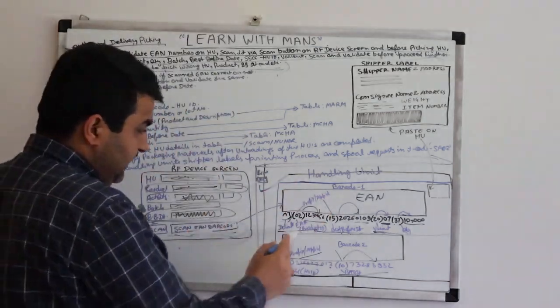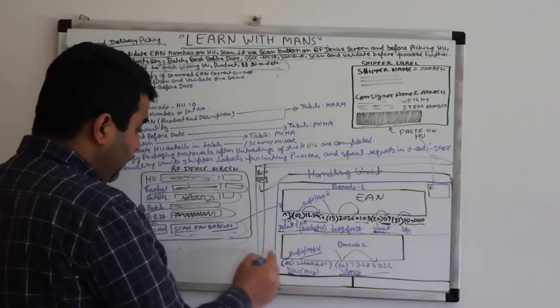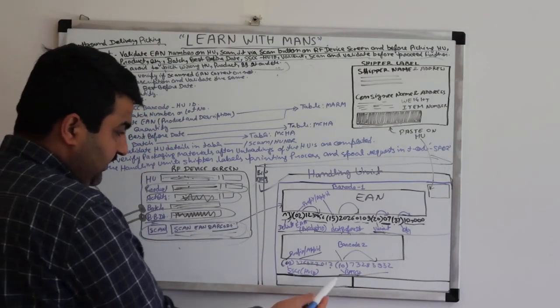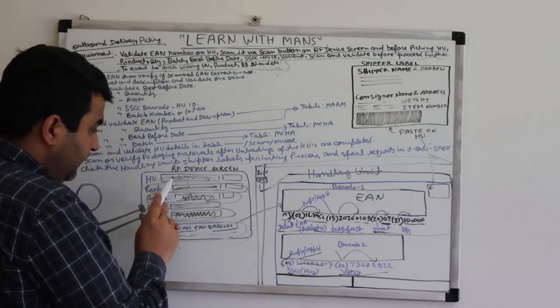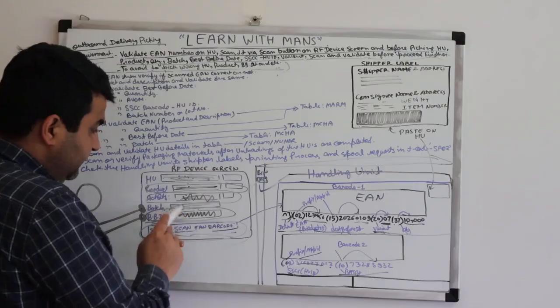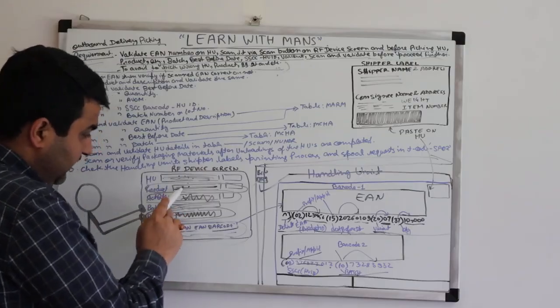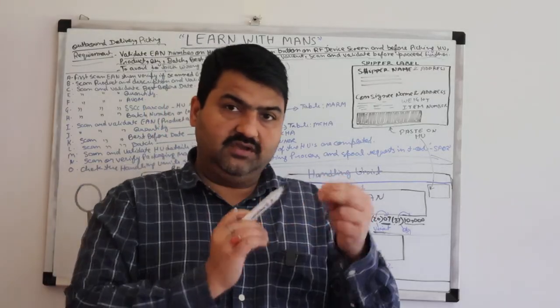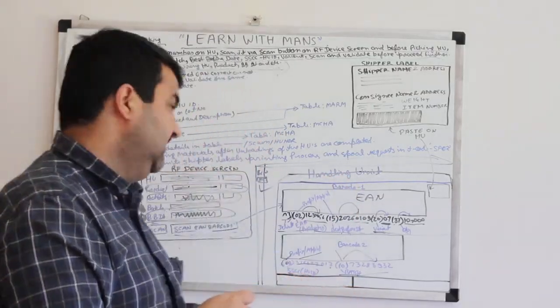Next, when he scans the other barcode, which contains SSCC HUID and batch number, the rest of the fields like batch and HUID will be visible only, and other fields will be uneditable. The system does this automatically on the RF device's screen.